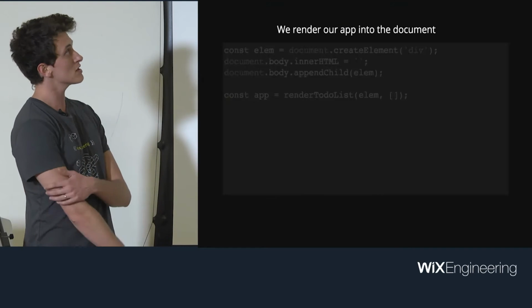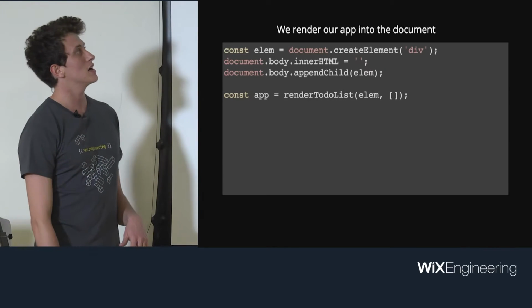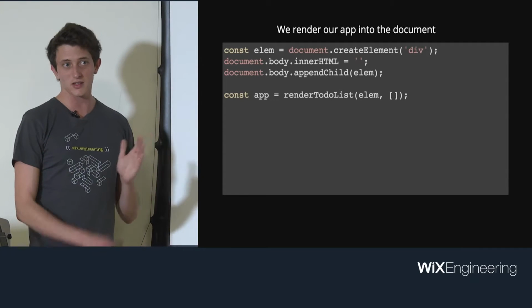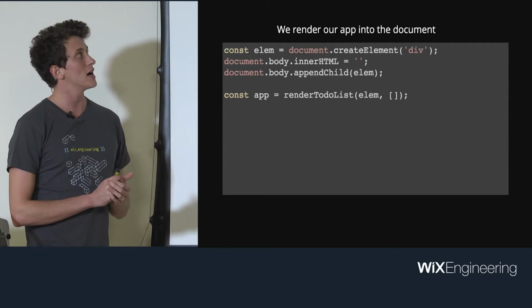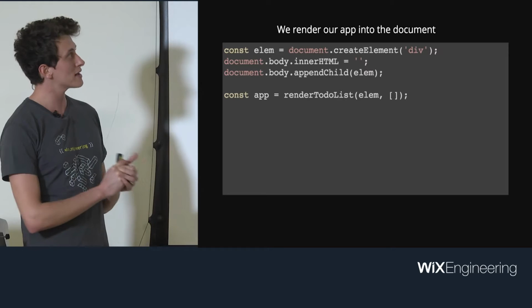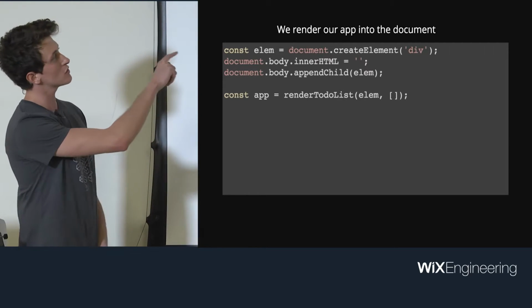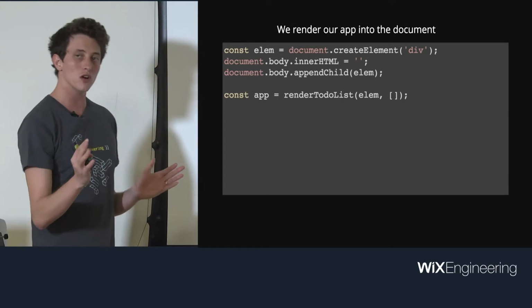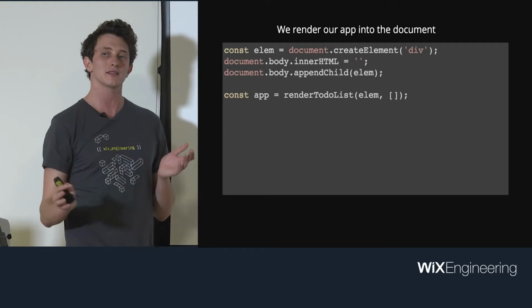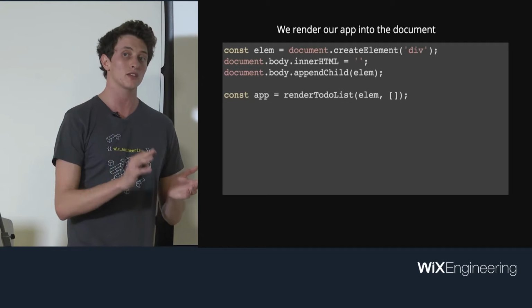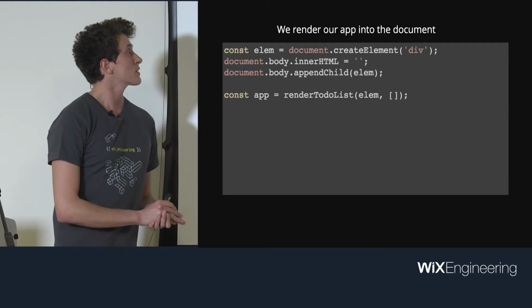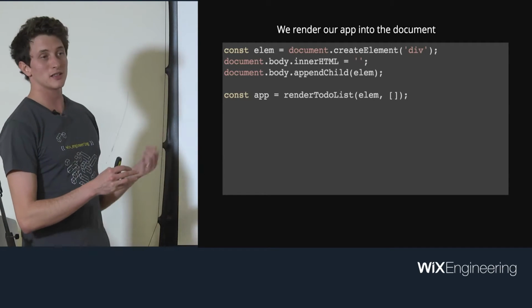So first of all, I'm going to create an element using the DOM API. I'm going to append the element to the body, and then I'm going to call my function. The function render to-do list is the function that I will not show. Just assume that it takes an element and a list of items and will render it into the screen. And then it will return an app.